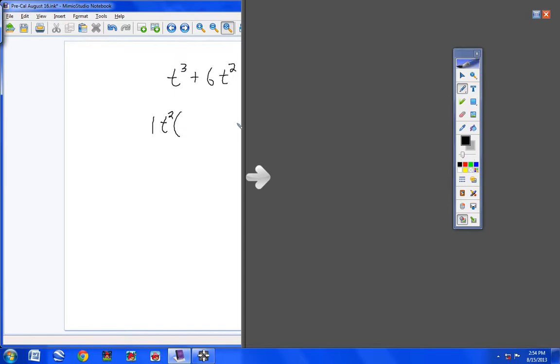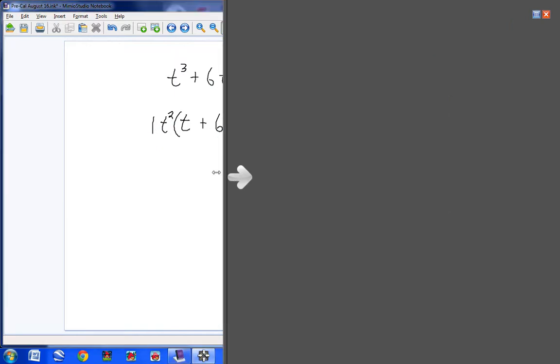And now let's see what I'm left over with. 1t squared times t would give me t cubed. Think about it. t squared times t is t cubed. And now over here, I would put just simply 6, because 1t squared times 6 is 6t squared. There, I pulled out the common factor.